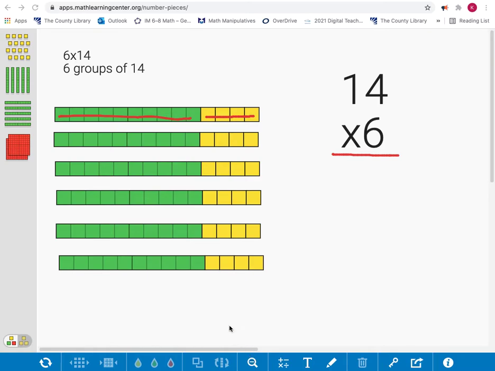This is Mrs. Nelson. I wanted to recap what we learned today. So we visualized multiplication so that we could start building more of that concept of multiplication and what it really means.